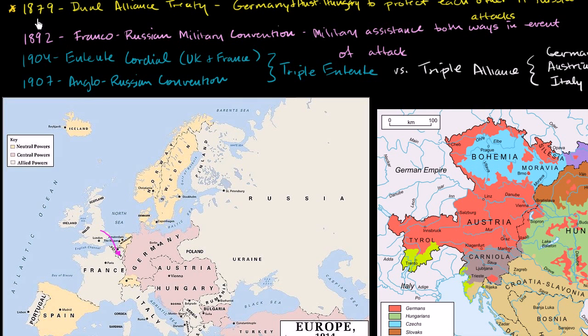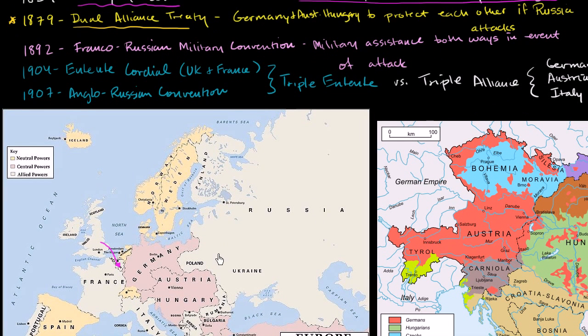And so in 1879, they signed the Dual Alliance Treaty between Germany and Austria-Hungary to protect each other if Russia attacks. They have this common enemy right over here, Russia. So they're going to, let me do this in a different color, they're going to protect each other. So this makes the new German Empire feel a little bit better about its position in Europe in case they were to get into a war with either of these characters.